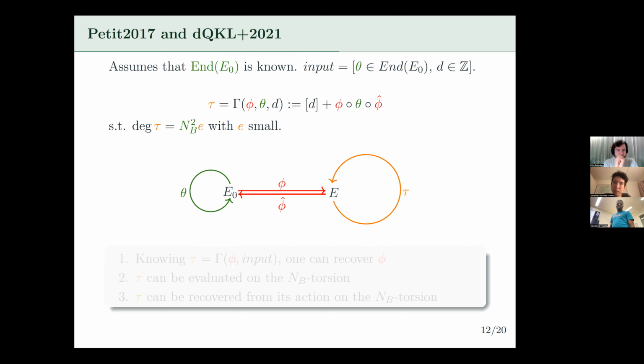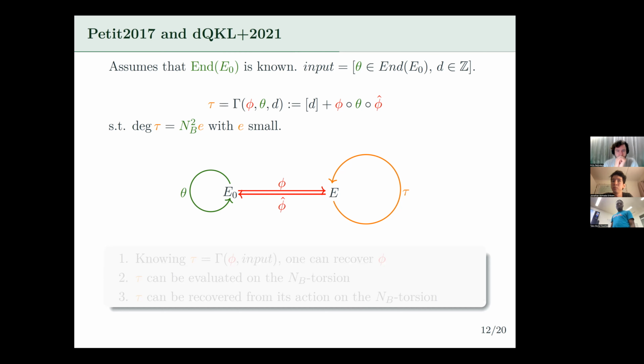And then you define your gamma of phi, theta, d to just be the endomorphism phi dual composed with theta composed with phi plus the scalar multiplication by d. This is an endomorphism on E, because you start from E, you go through phi dual, you do theta, the endomorphism theta on E0, then you come back to E with phi, and then you add an integer, a scalar multiplication d. So this gives you an endomorphism tau on the curve E.